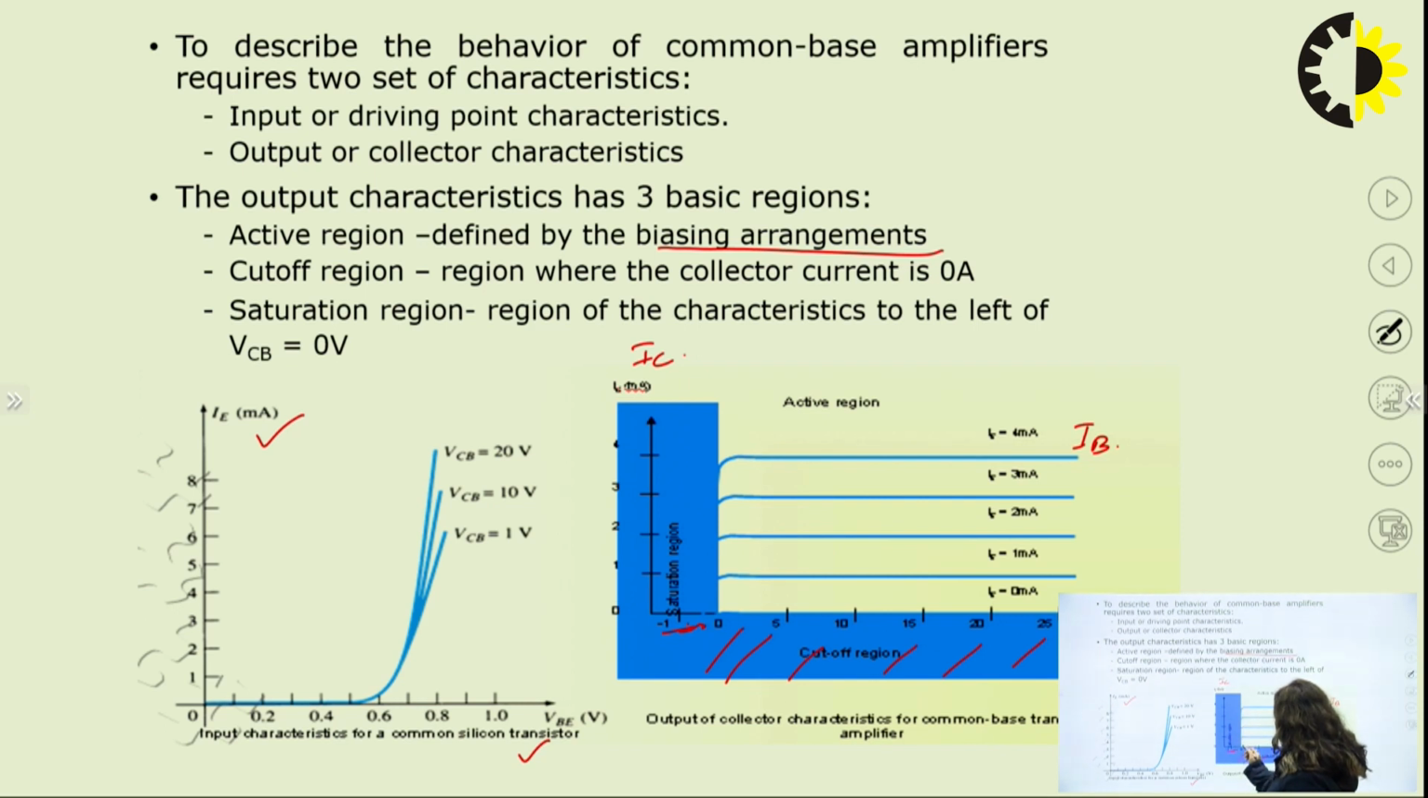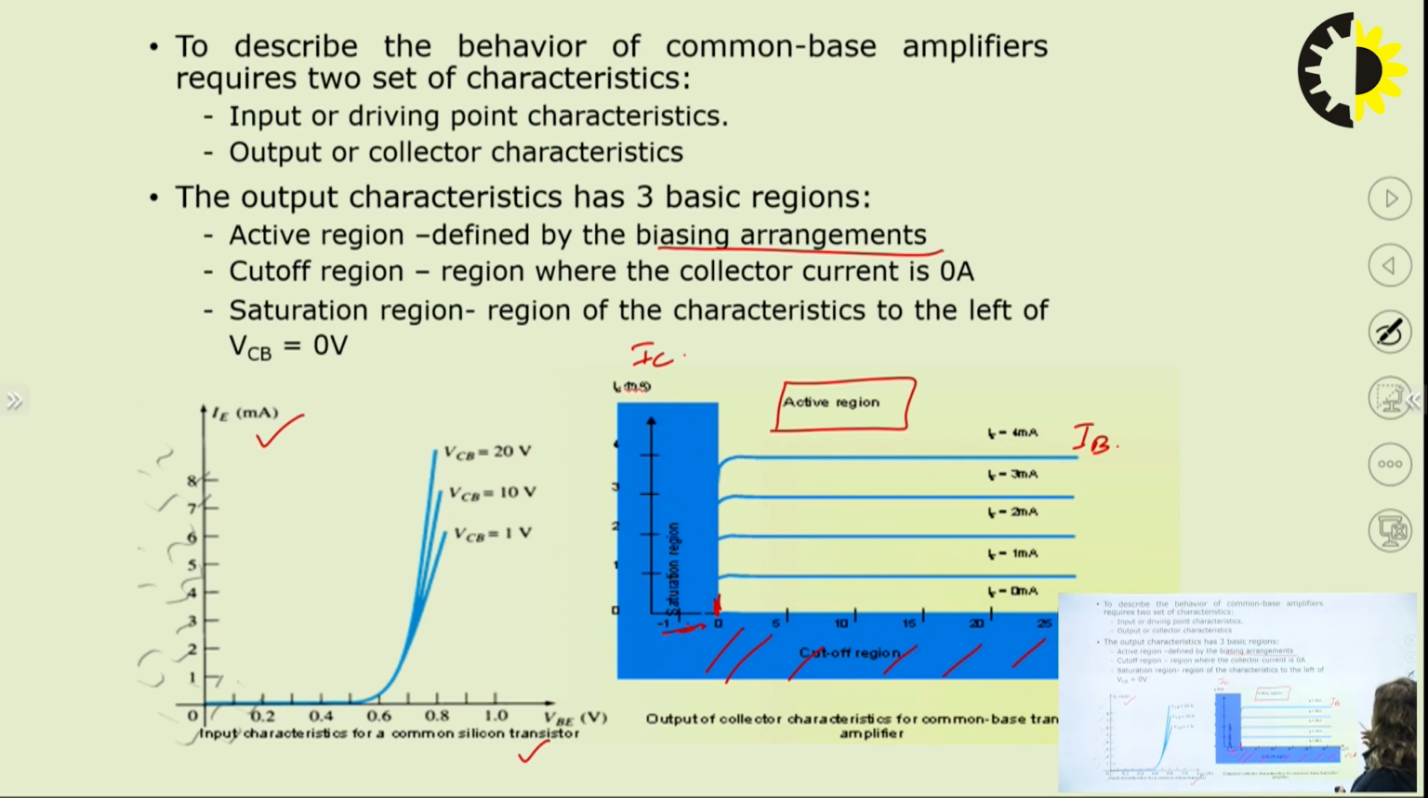ICB is this point, and below this, that is less than 0, VCB is equivalent to 0 volt, and to the left of VCB equal to 0 volt, there is a saturation region. Apart from the saturation region there is one more region, which is called the active region. The active region is where the current starts rising. For 0 milliampere the current is very less, for 1 milliampere the current is high, then for 2 milliampere the current increases, then 3 milliampere, then 4 milliampere.